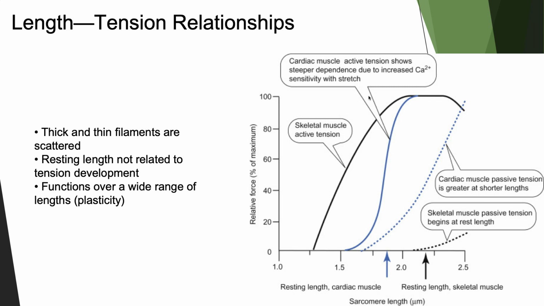The length-tension relationship that I just mentioned previously is when thick and thin filaments are scattered and the resting length is not related to the tension development. And this functions over a wide range of lengths and plasticity. So the number of pivoting cross bridges depends on the amount of overlap between thick and thin fibers. There's an optimum amount of overlap to produce the greatest amount of tension, but too much or too little overlap reduces the efficiency.